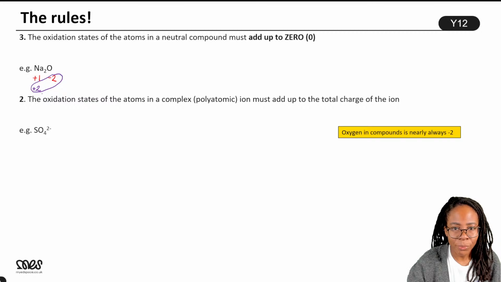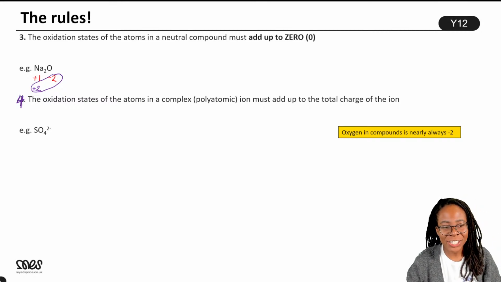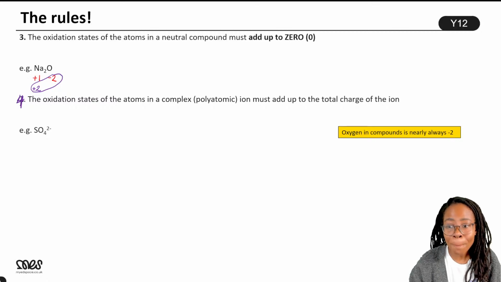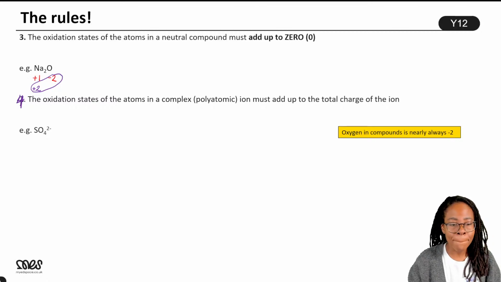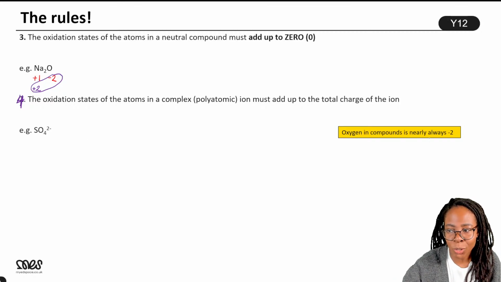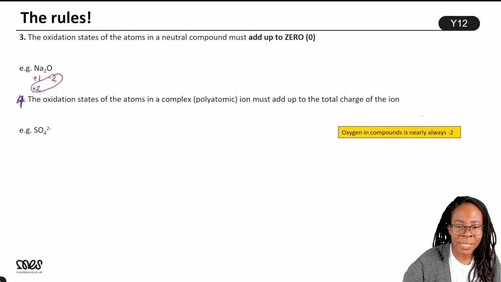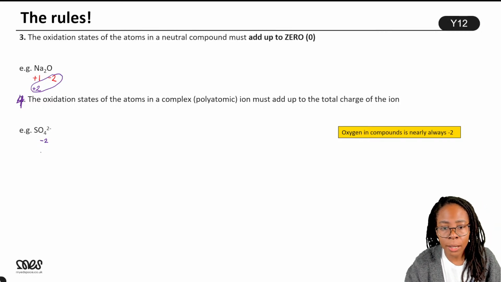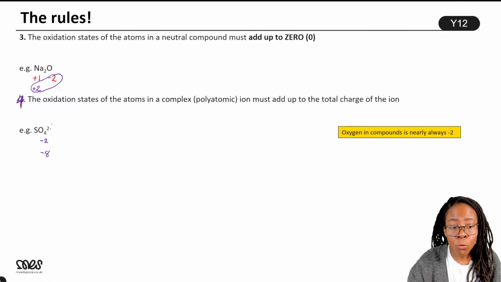Wonderful. Final rule, I don't know why it says 2, pretend that says 4. The oxidation states of the atoms in a complex or a polyatomic ion must add up to the total or the overall charge of the ion. So for example, if we've got sulfate, and just as a quick sneak peek, oxygen almost always has an oxidation state of -2. So if the oxygen has an oxidation state of -2, there are 4 of them, so they're contributing -8, and the overall charge of the ion is 2-.